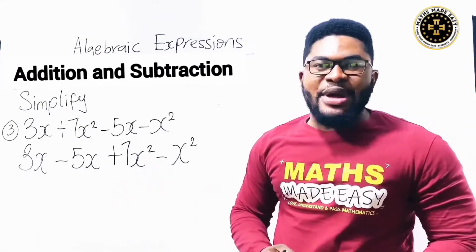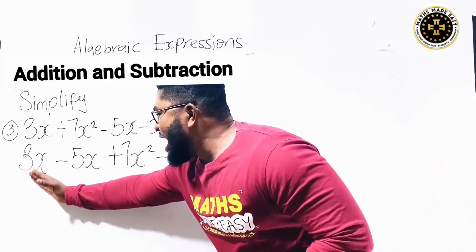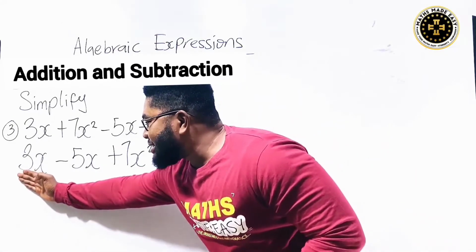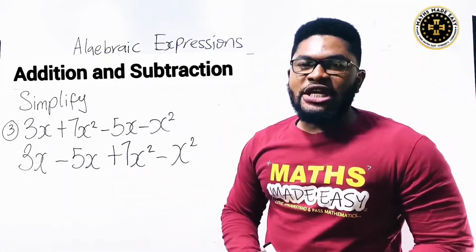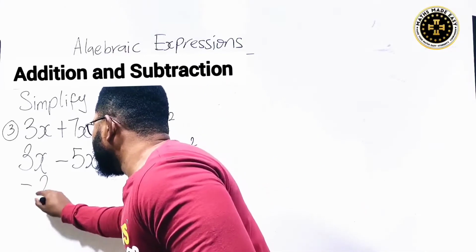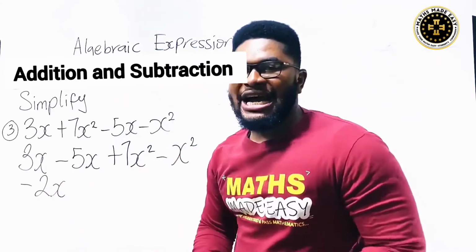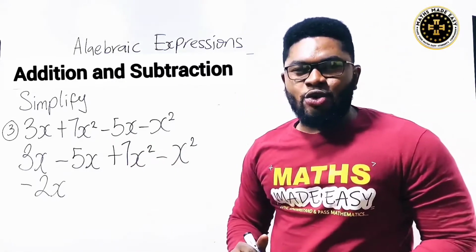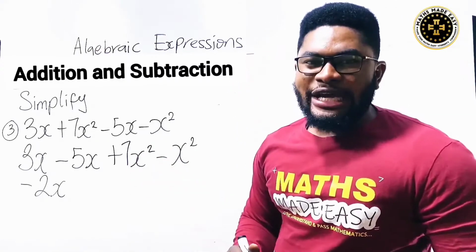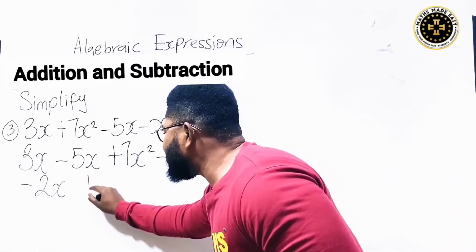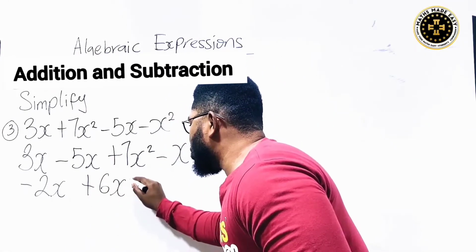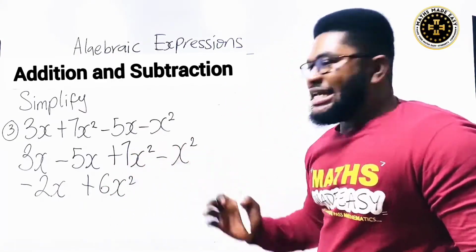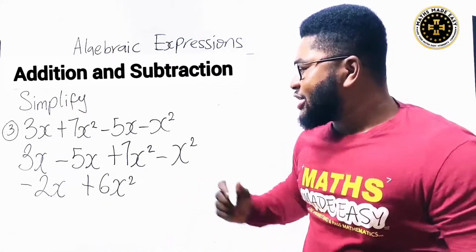Now let's simplify based on their like terms. 3x minus 5x will be simplified. That makes it 3 minus 5, giving us minus 2. That is negative 2 with the x attached to it. When you come here, 7x squared minus x squared gives us 6x squared in the positive state. So it becomes plus 6x squared. Remember, I have positive because positive 7 minus 1 becomes positive 6x squared.